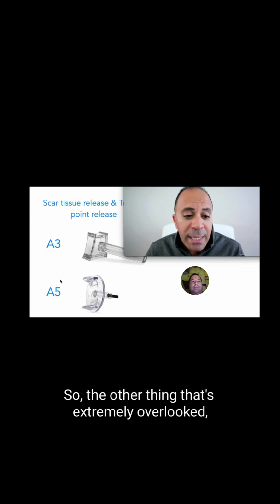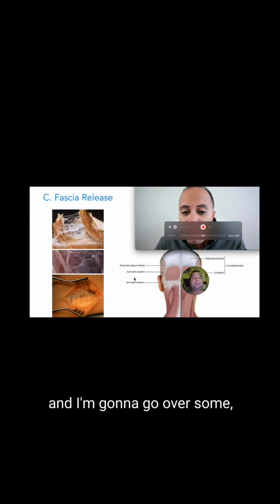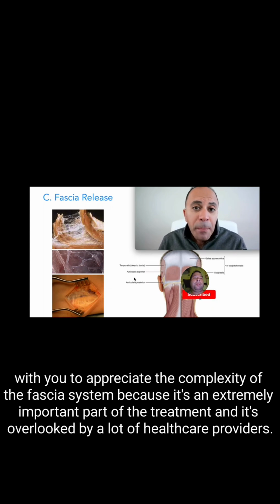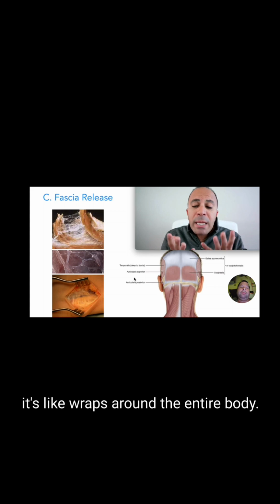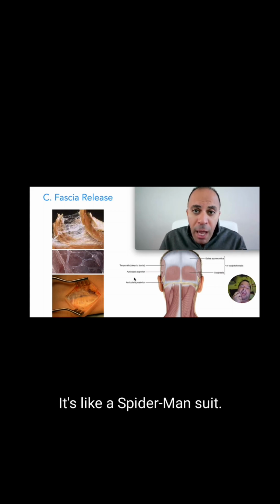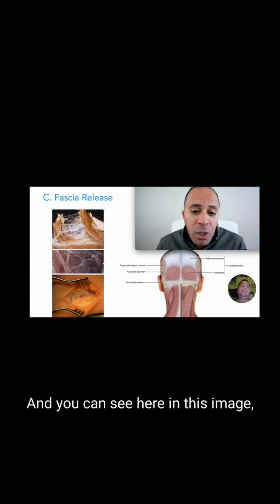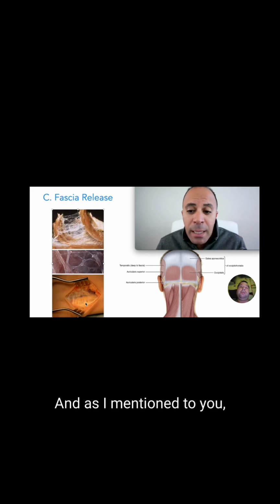So the other thing that's extremely overlooked, and I'm going to go over briefly the fascia system in this video to appreciate its complexity, because it's an extremely important part of the treatment and it's overlooked by a lot of healthcare providers. So the fascia system, it's the superficial fascia layer. It's like a wrap surrounding the entire body. It's like a Spider-Man suit, a very thin layer under the skin wrapping the entire body. You can see in this image the fascia is like the white web tissue here and here and in here.